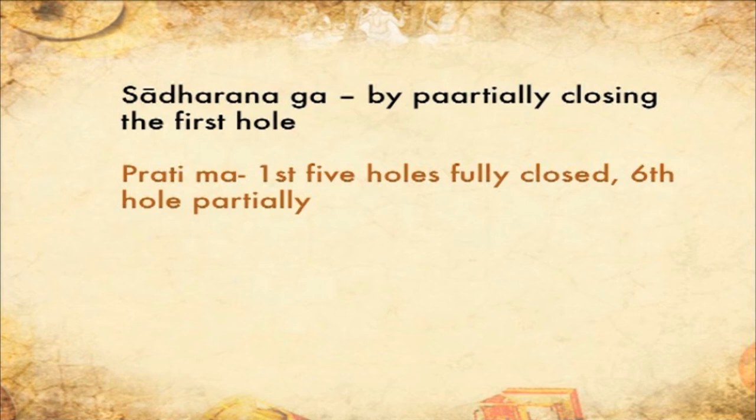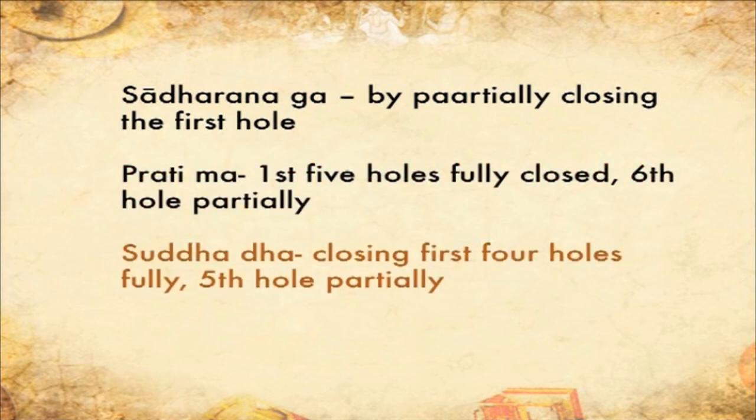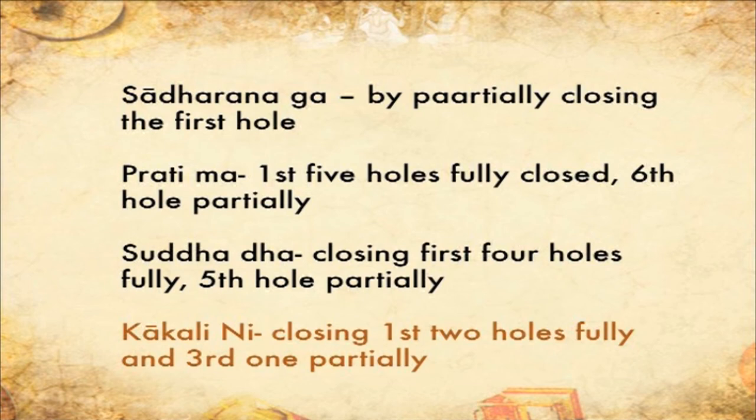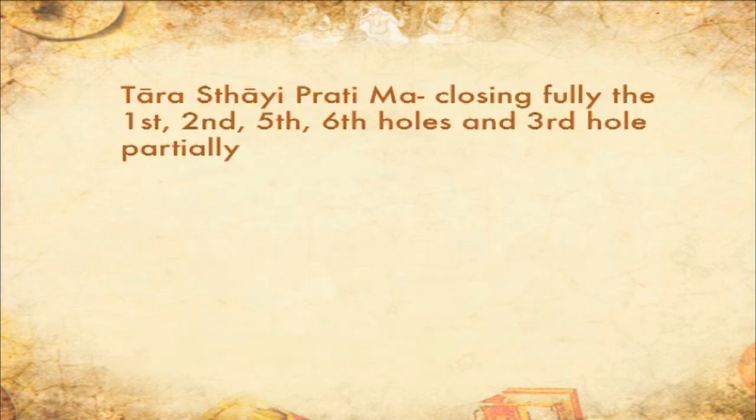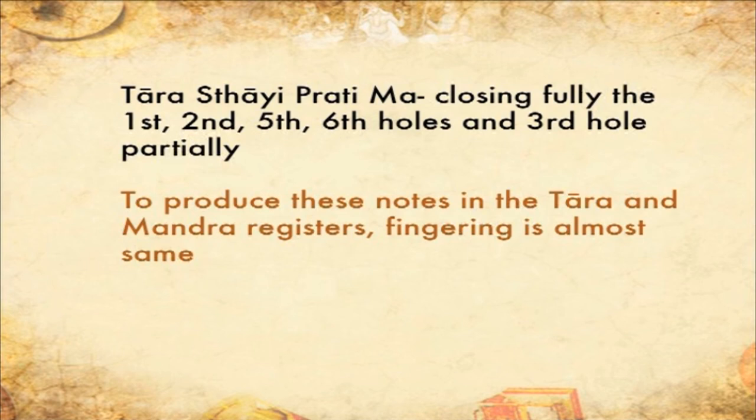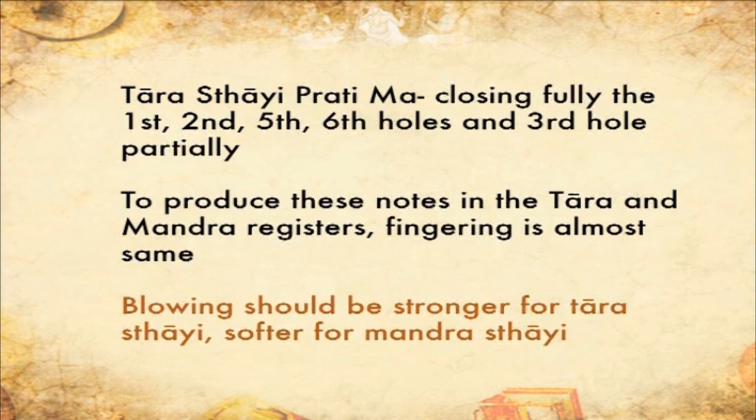Pratimadhyamam is played by closing the first five holes fully and the sixth hole partially. Shuddha Daivatam is sounded by closing the first four holes fully and the fifth hole partially. By closing the first two holes completely and the third partially, Kakali Nishadam is heard. Tarasthayi Pratimadhyamam is heard by closing fully the first, second, fifth and sixth holes and the third hole partially. To produce these notes in the Tara and Mandara registers, the fingering is almost the same as for the middle register. But the blowing should be stronger for Tarasthayi and softer for Mandarasthayi.